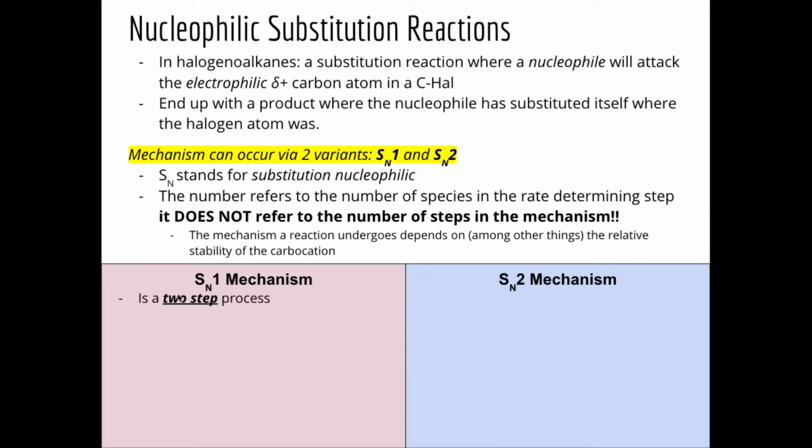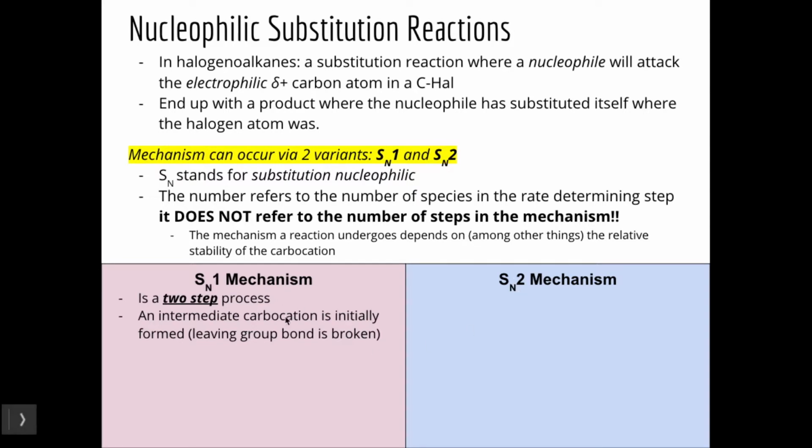So like I say, SN1 is our two-step process. It first involves the leaving of the halogen. So an intermediate carbocation is initially formed, the leaving group bond is broken. So the halogen leaves the halogenoalkane, heterolytic fission, it takes that electron pair with it, leaving an electron deficient carbocation intermediate. Then we have the second step where we have the nucleophilic attack from our nucleophile, whatever it is, it forms a new bond with this carbocation.